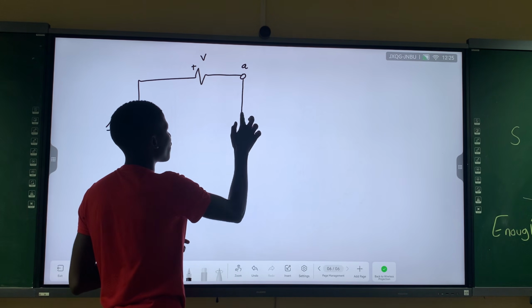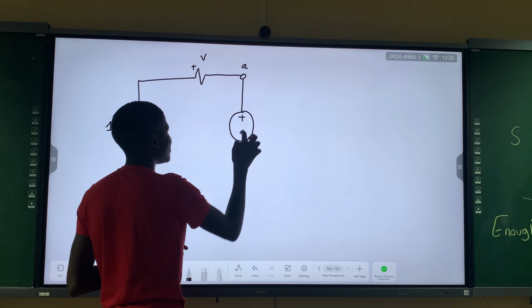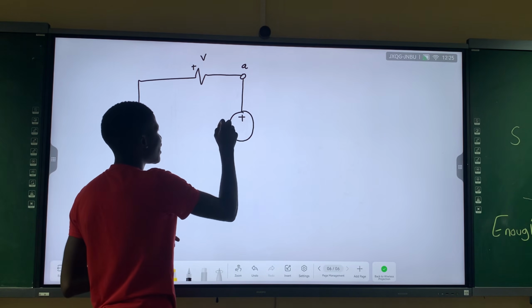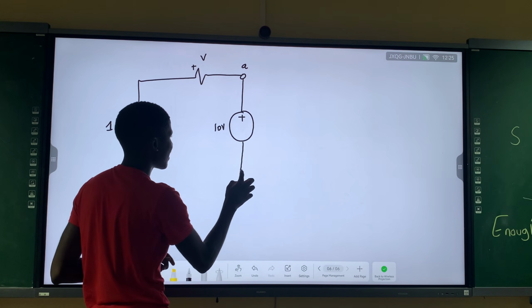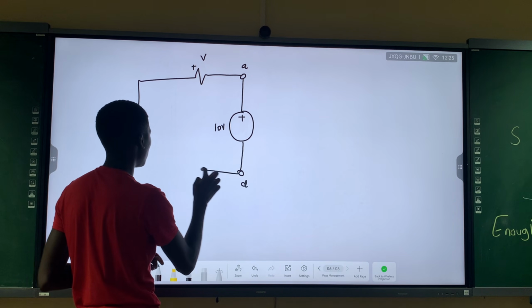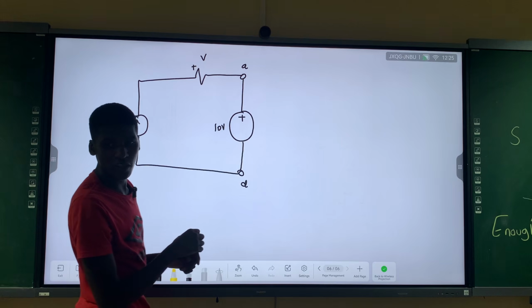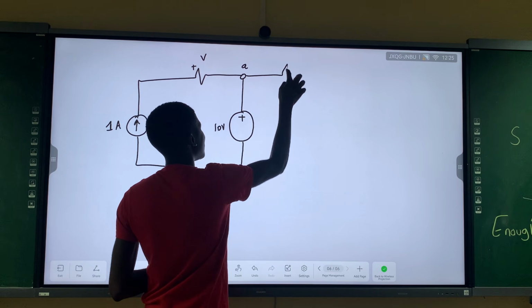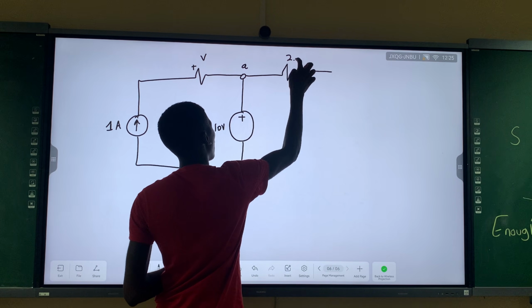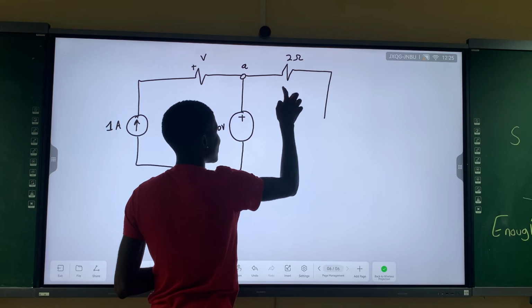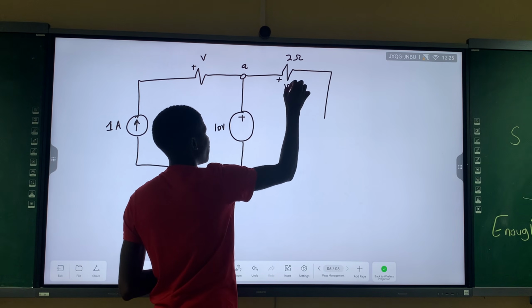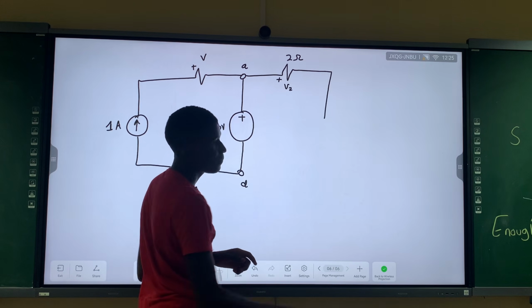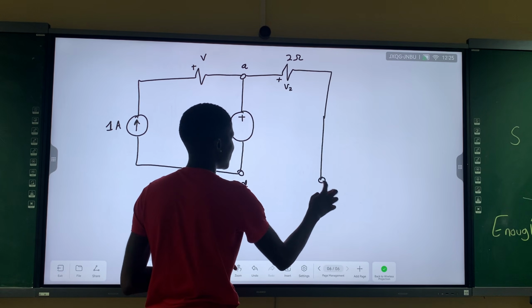Then here we have got a voltage source, which is this one. And this voltage source is having 10 volts. Then here is node D, and then back to the current source. And then here is the resistor, which is 2 ohms. The 2 ohms resistor having a positive here, and then they say it's V2 there. And then we are going all the way down to C here.